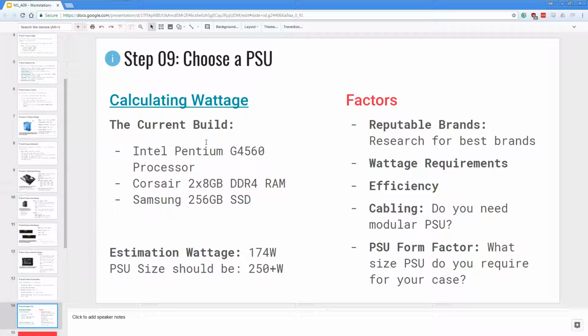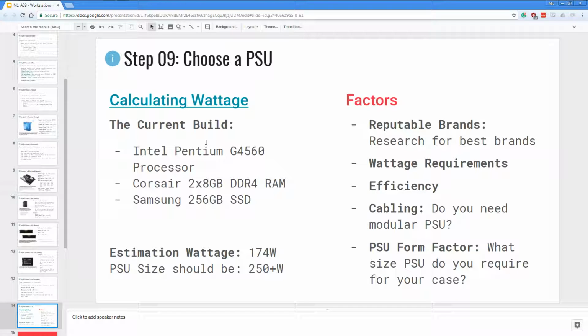And lastly, we choose our very important piece, which is the PSU. So first, you want to calculate the wattage. The current build has an Intel Pentium G4560 processor, Corsair DDR4 RAM, two of them, and a Samsung 256GB solid state. So we're estimating with our calculator that it will be around 174 watts, and so we're looking at a PSU size around 250 watts or more.